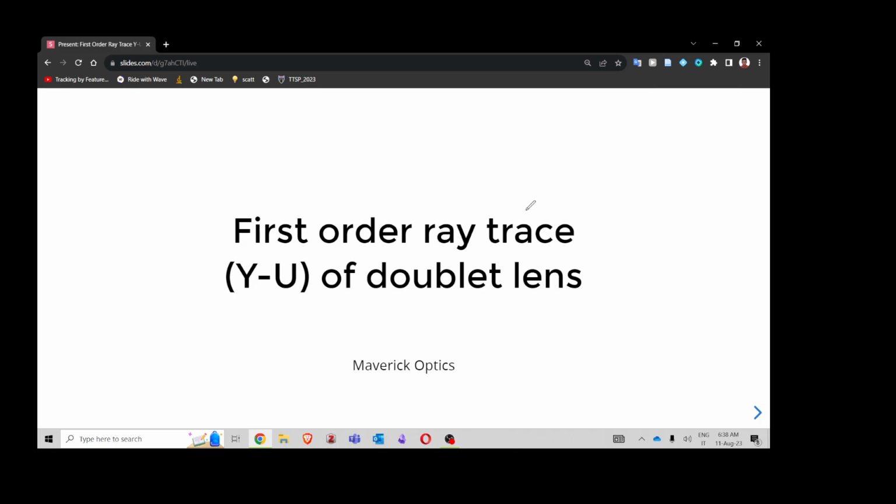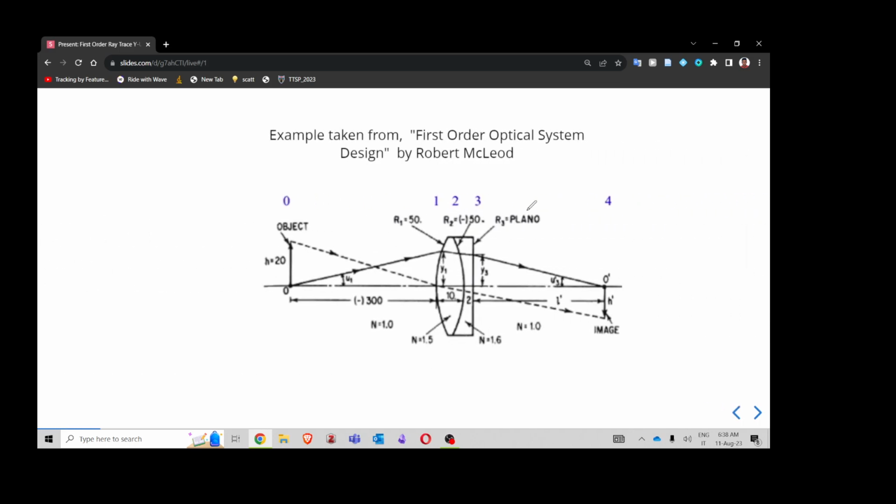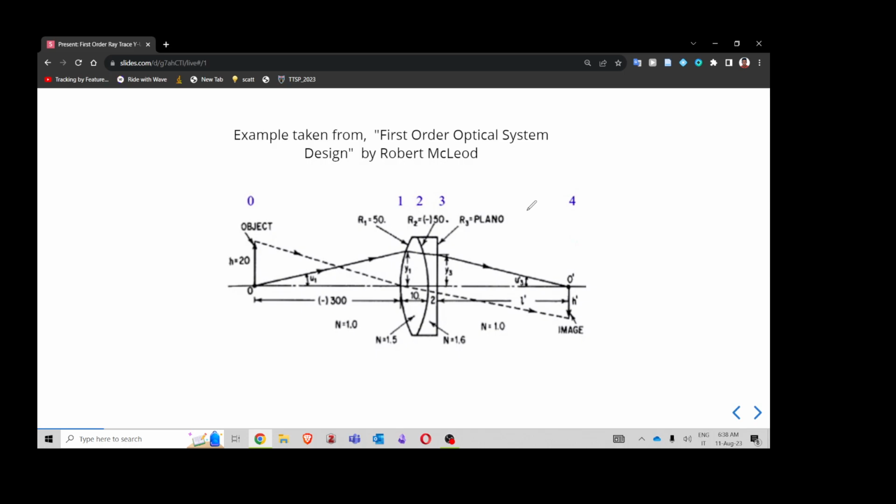Hi everyone. This is a video tutorial on first order ray tracing of a doublet lens using the YU tabular method. In the next video, we'll see how to use the ABCD matrix. So here I have taken this example from a Coursera course.